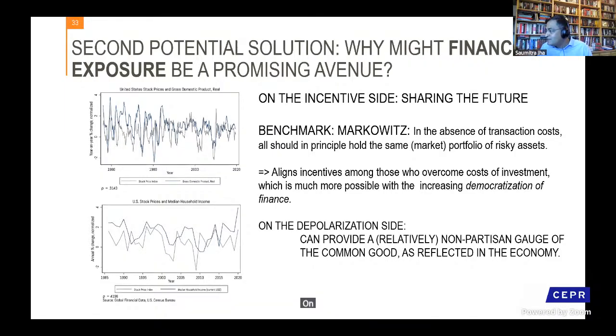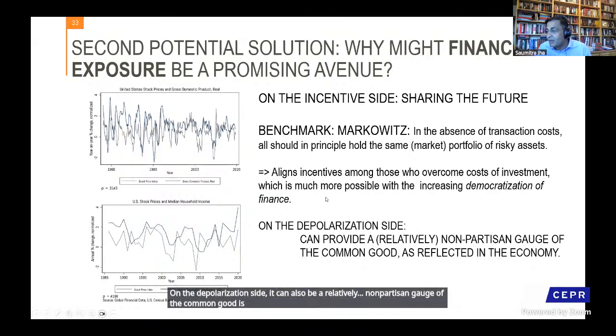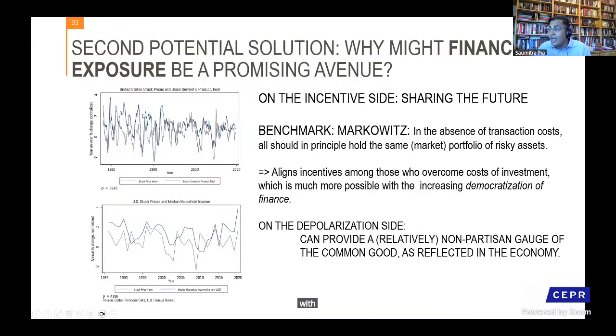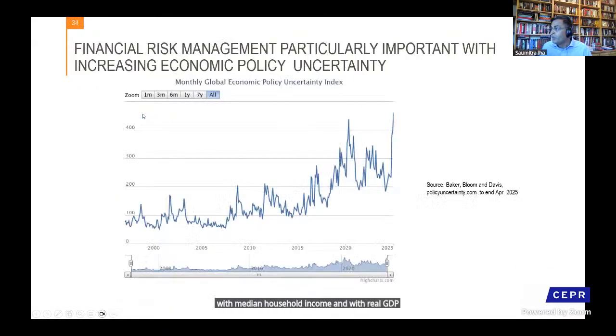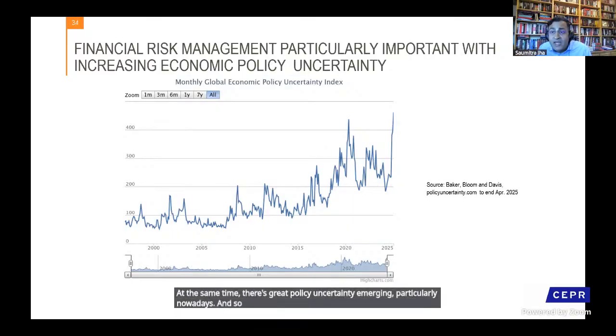On the depolarization side, it can also be a relatively nonpartisan gauge of the common good as reflected in the economy. Wall Street is not Main Street, as we talked about in the last class, but it's highly correlated with median household income and with real GDP as well. At the same time, there's great policy uncertainty emerging, particularly nowadays. And so figuring out how to manage these types of risks has become increasingly important in society.